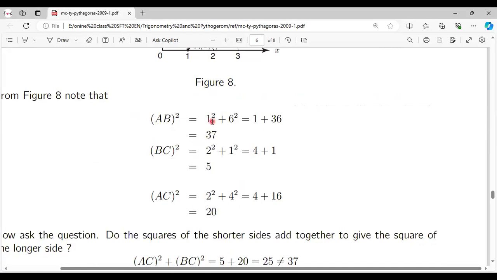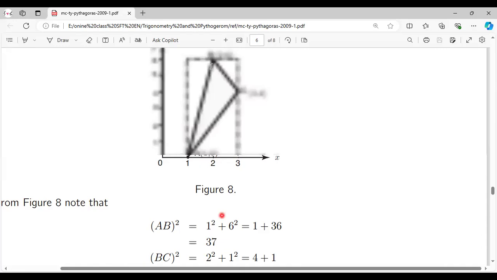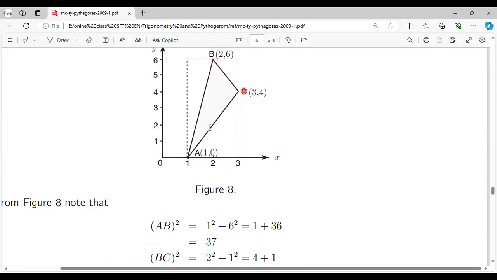And obviously, you can see the AB length is given as 37, BC is 5, and AC is going to be 20. And now we can determine, okay, obviously it is not going to be a right angle triangle, but we can try, right? Since we already found these three lengths, now you can apply the Pythagoras theorem and check whether it is a right angle triangle, right?